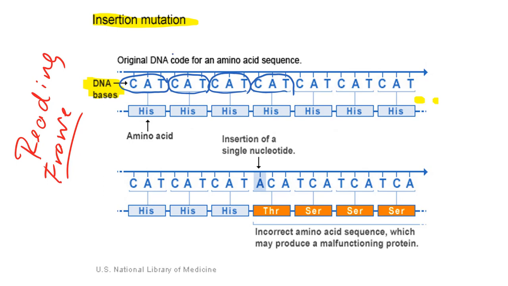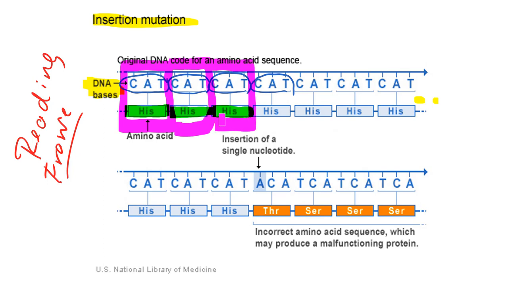It reads one, it reads the next one, it reads the next one, and reads the next one. This leads to the incorporation in the growing polypeptide chain of histidine one after the other, because the reading frame says you read this one, and then this one, and then this one after, and so on and so forth. So that is what we call the reading frame.